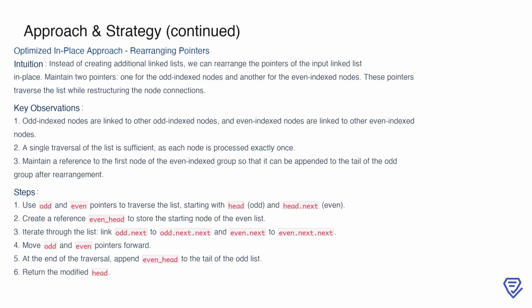Similarly, the even pointer skips over the next odd node to link to the following even node. Once all nodes are processed, we simply append the even_head to the tail of the odd list. This method processes each node exactly once, achieving a time complexity of O(n), and because it doesn't rely on auxiliary structures, the space complexity is O(1).